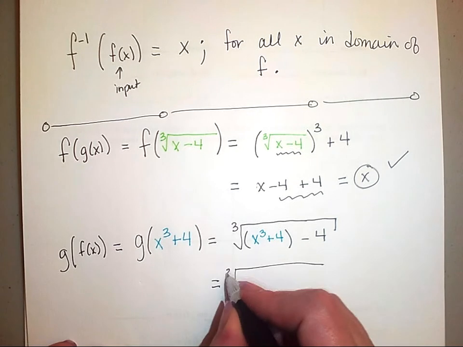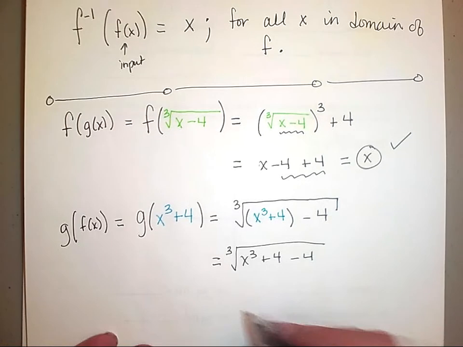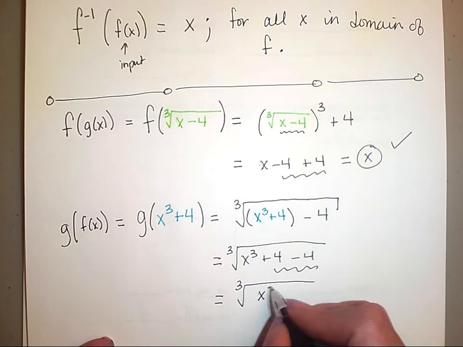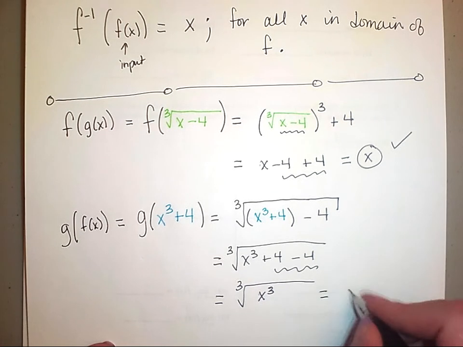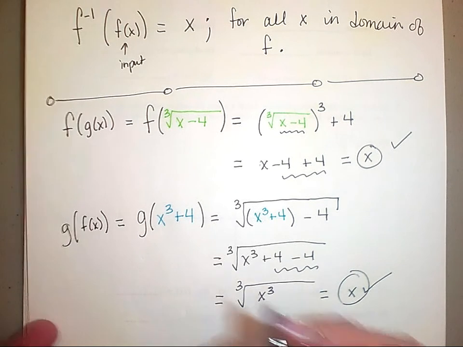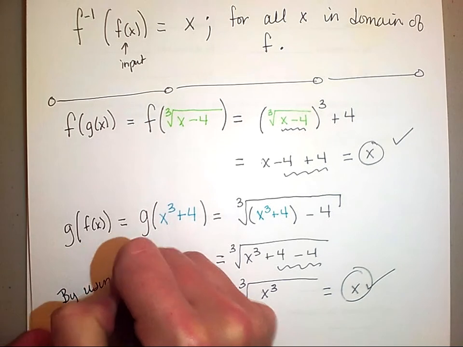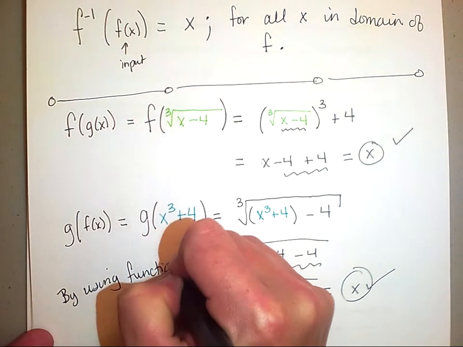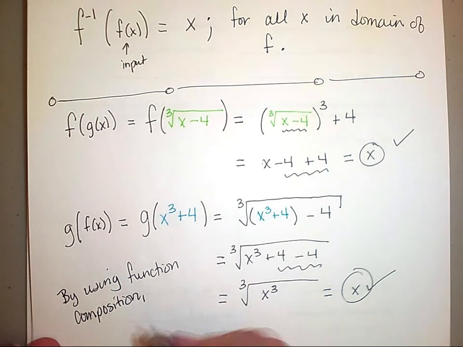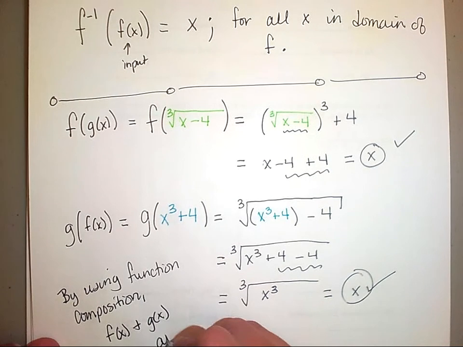So this is the cube root of x cubed plus 4 minus 4, which is equal to the cube root. Now x plus 4 minus 4 is just 0. So we get the cube root of x cubed, which is just x. And therefore, by using function composition, we've shown that f of x and g of x are in fact inverses.